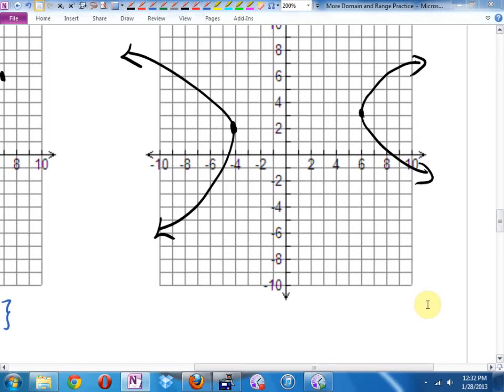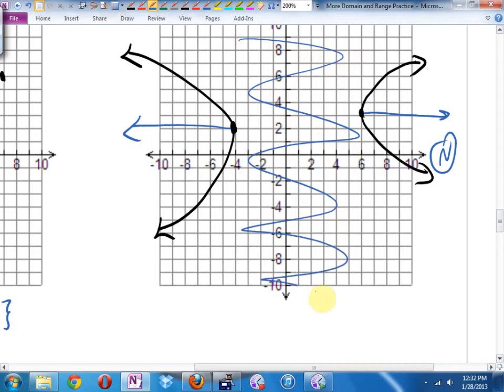Function or not? No, that I can get. How far left does this graph go? How far right? Does that mean it's all reals? Not this time, because can you see there's a big gap right here where no x values get used up. The only way I can do this, I have to answer it with 2 statements.